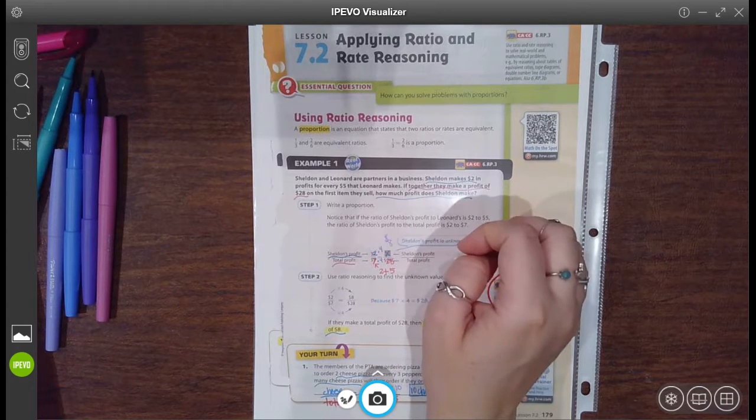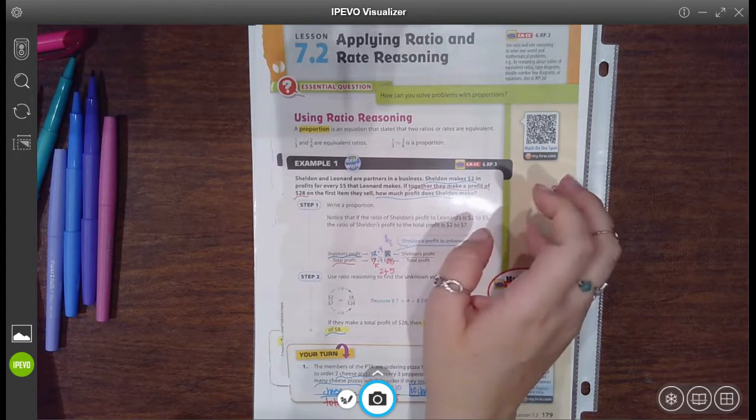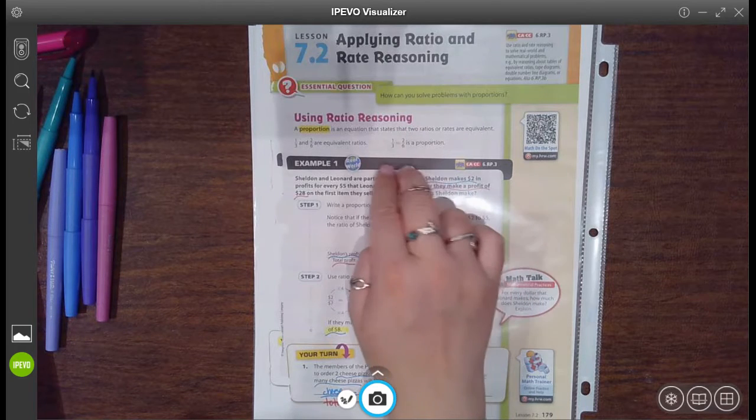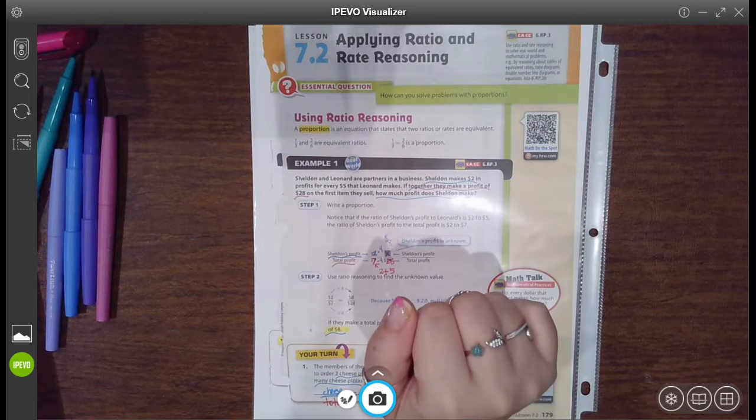We've kind of already been doing this, but now you can see that when we use the term proportion, that's all it is. It's two ratios set equal to each other.